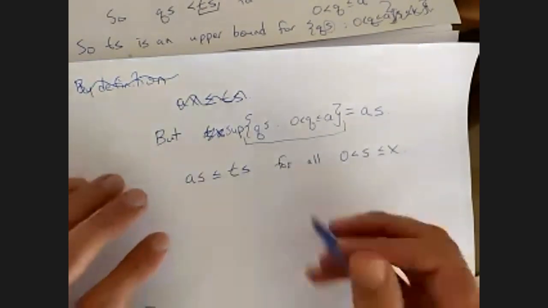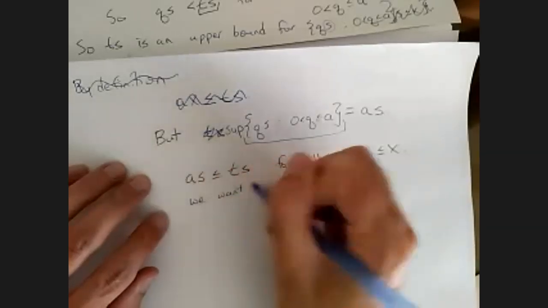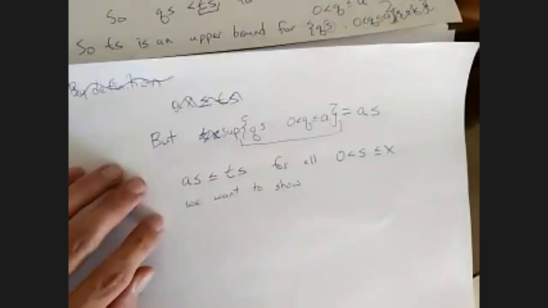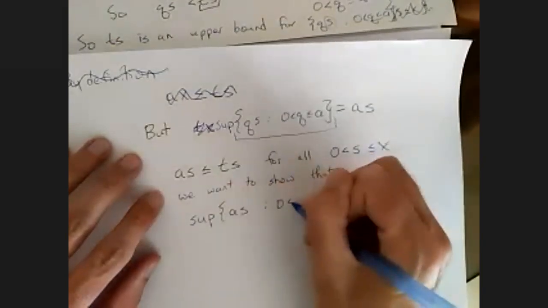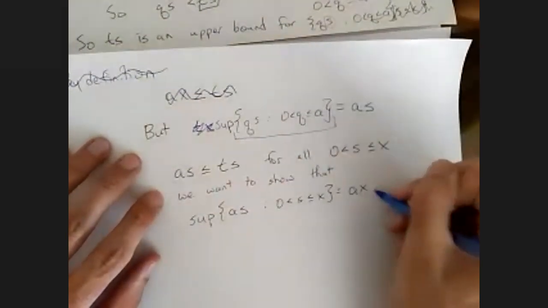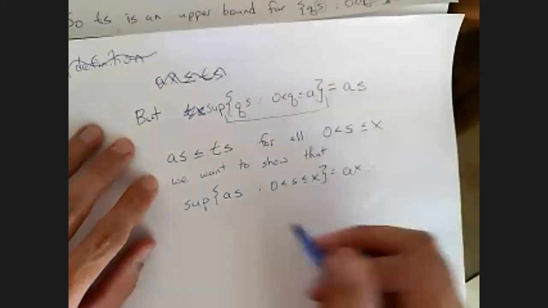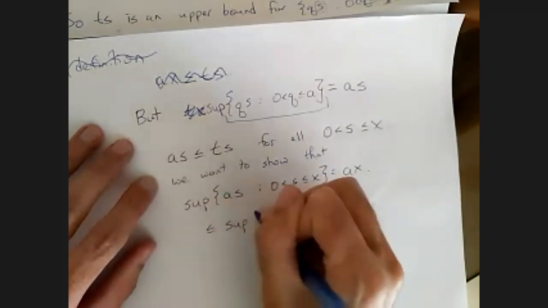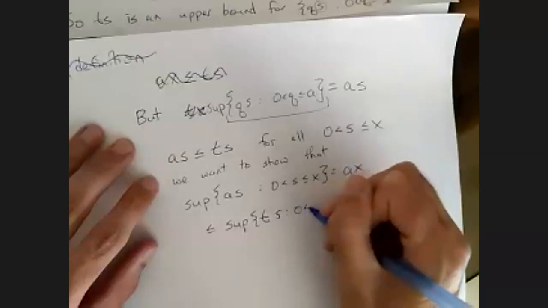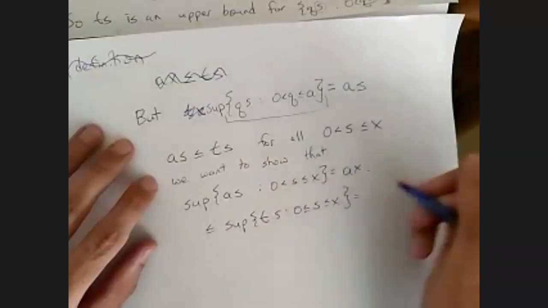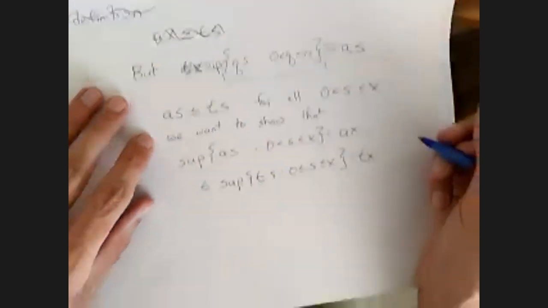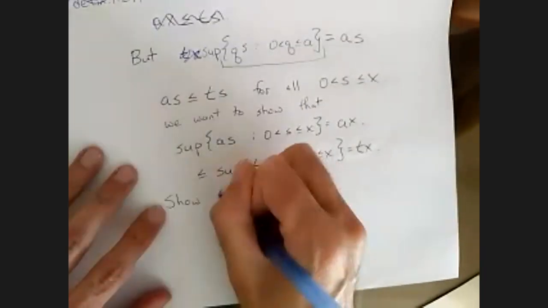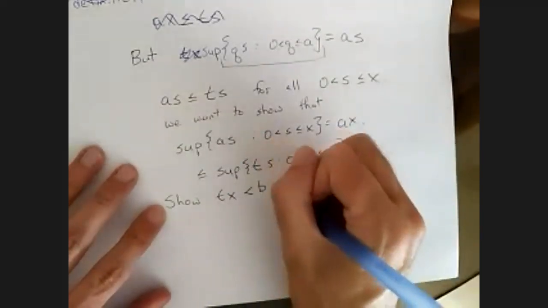And what we now want to show is that, you want to use this. So you want to show the sup of AS, where this is AX. Well, the sup of those is going to be less than or equal to the sup of TS. And that's just going to be TX. And then we want to show that TX is strictly less than BX.